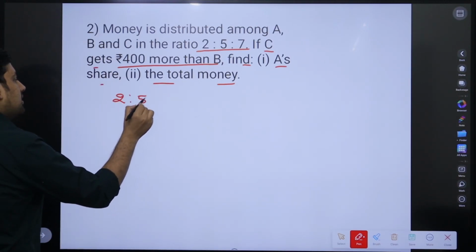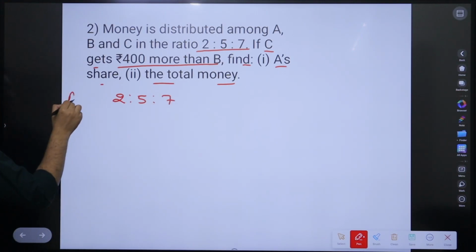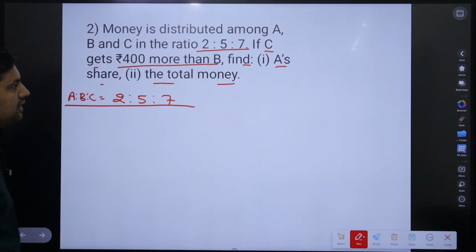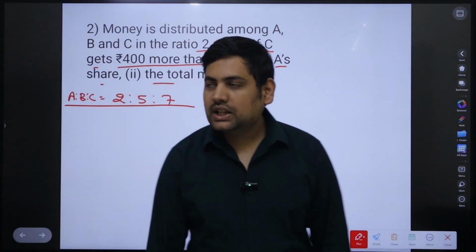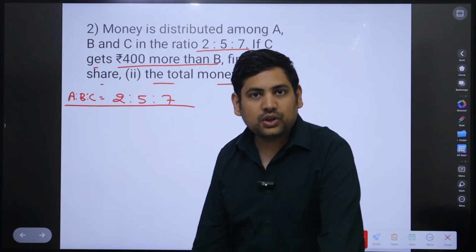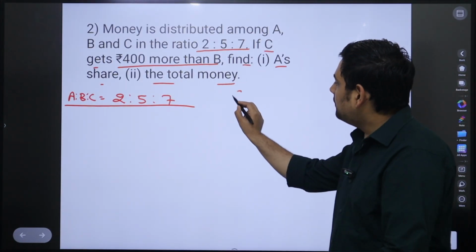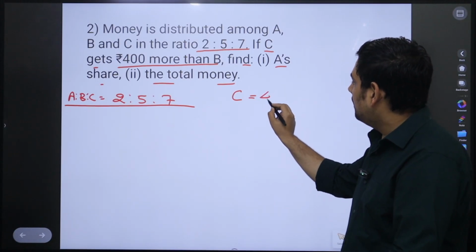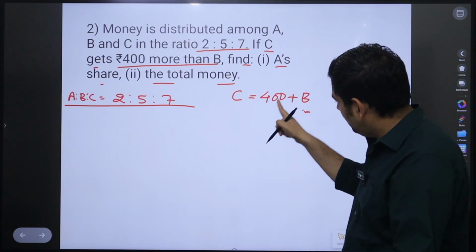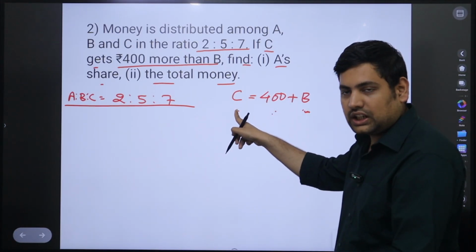So money is distributed like 2:5:7. So A ratio B ratio C is equal to 2:5:7. Now it says C gets 400 more than B. So that means what? C gets 400 more than B. So this is B, and 400 more than B is what C gets.